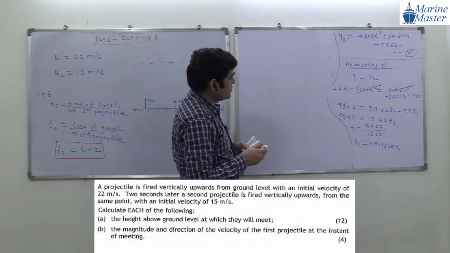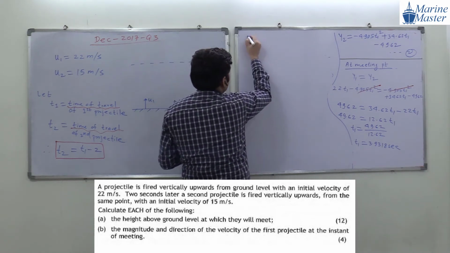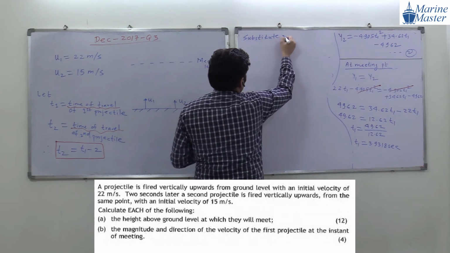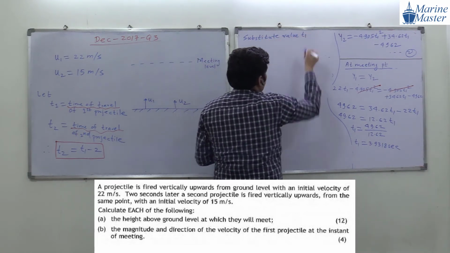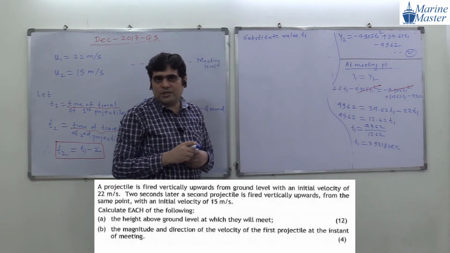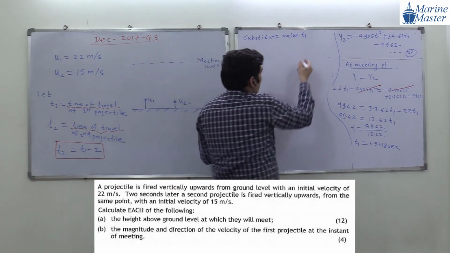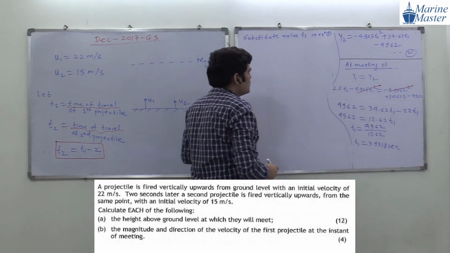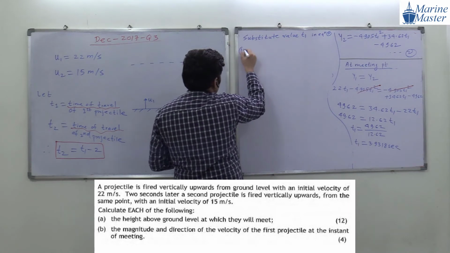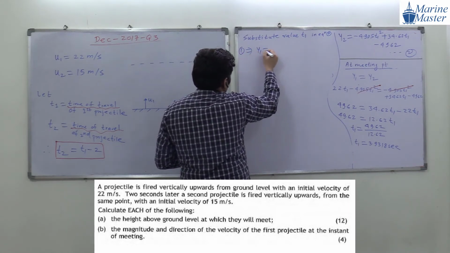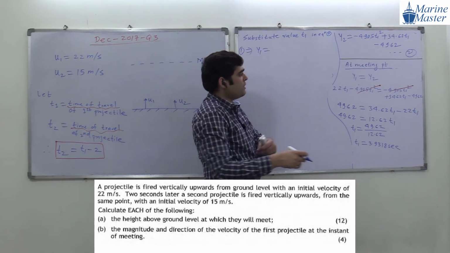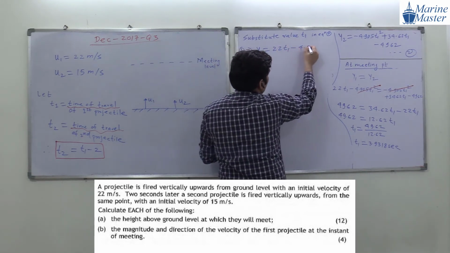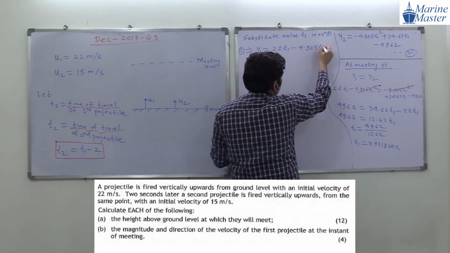Substitute the value of T1, the time of travel of the first projectile, in equation 1. We can put it in equation 2 also, but equation 1 is easy. So what is equation 1? Y1 is equal to 22 T1 minus 4.905 T1 square.